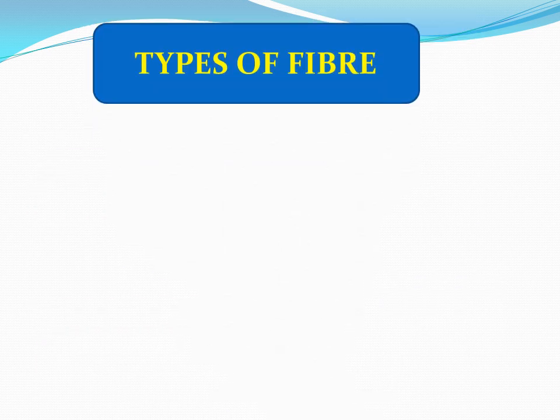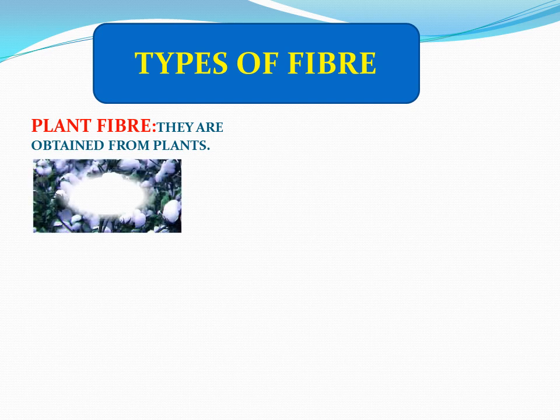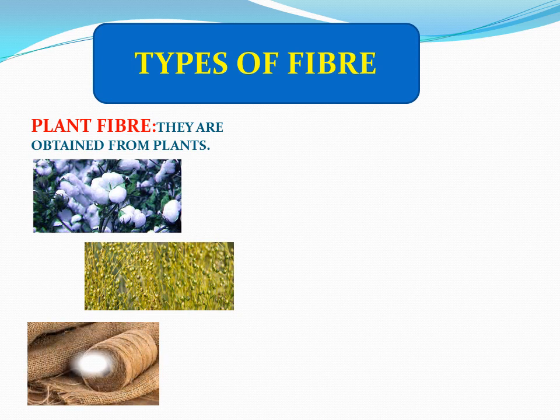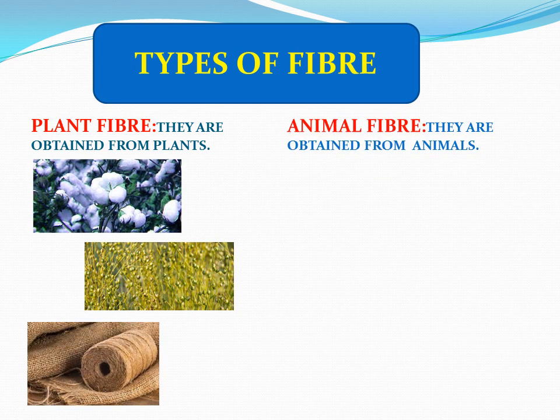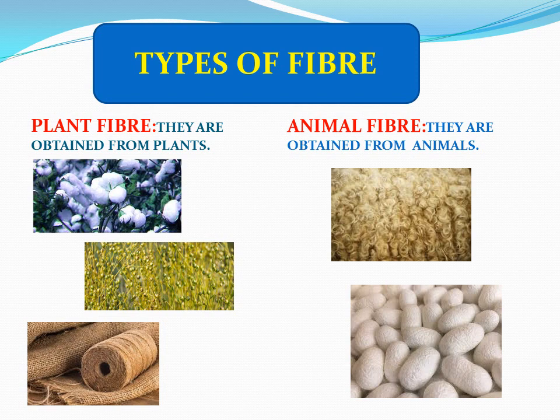Types of fiber. There are two main types of fiber. The first is plant fiber. The fibers which are obtained from the plants are called plant fibers. Examples are cotton, flax and jute. The fibers which are obtained from the animals are called animal fiber. Examples are wool, which we get from the sheep, and silk, which we get from the silkworm.